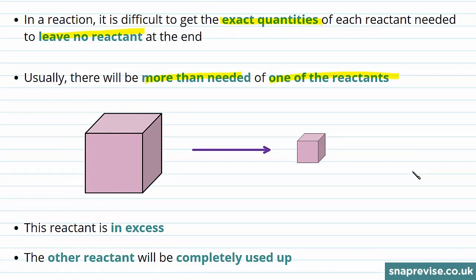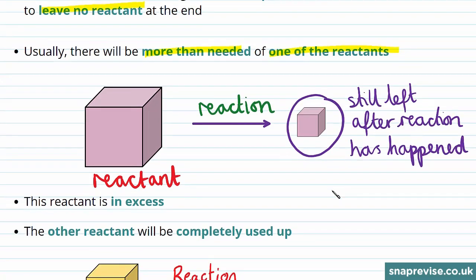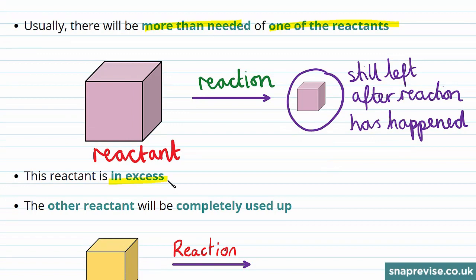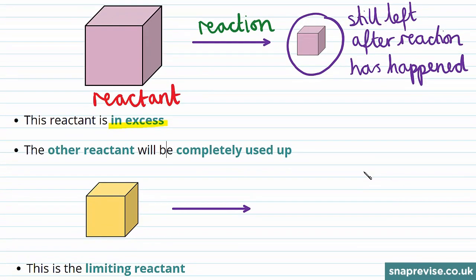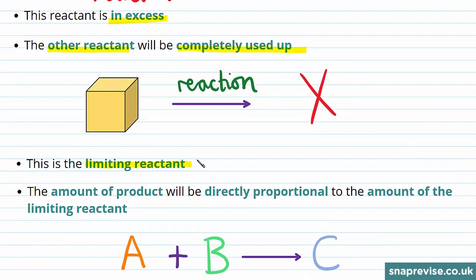Therefore, in this diagram, if the pink cube represents a reactant, after the reaction has happened, there is some of this reactant still left over. We describe this reactant as being in excess, but the reaction has stopped. This means that the other reactant has been completely used up, which means that after the reaction's happened, there's none of this reactant left. This reactant is what we call our limiting reactant.